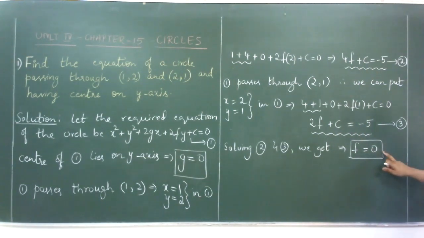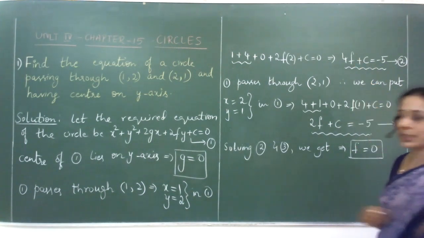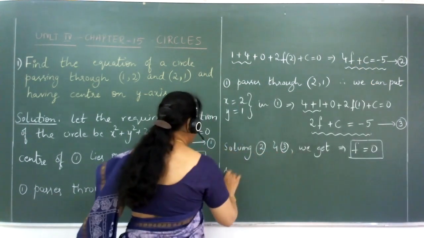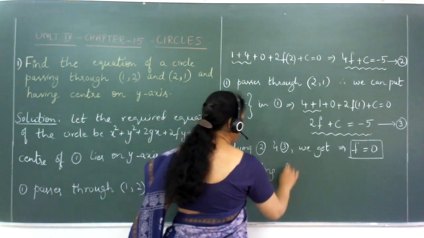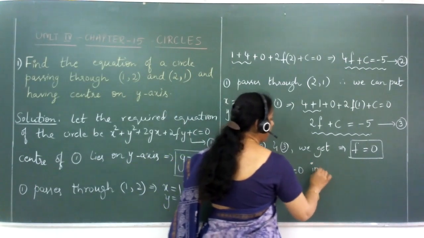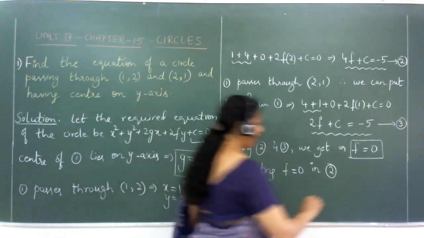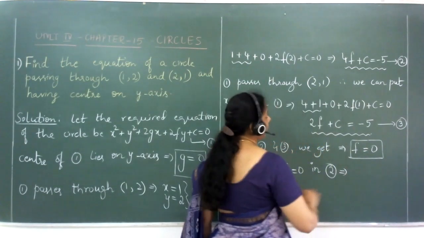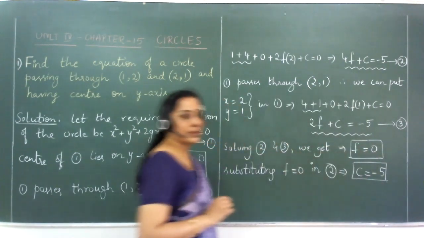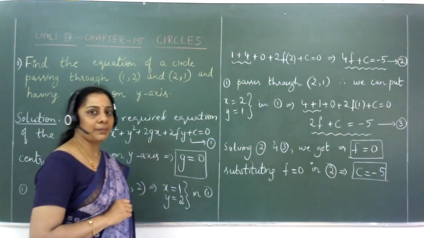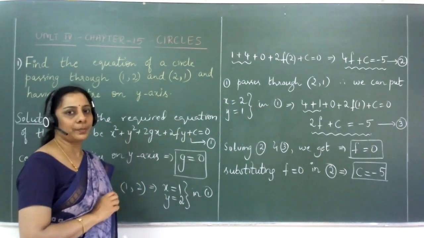Now the same value of f, I could be substituting either in equation 2 or in equation 3. Substituting f equal to 0 either in equation 2 or in equation 3 is at your convenience. When I replace the value here, we will be getting the value of c is equal to minus 1. Thus we have found the values of all the three parameters. G is obtained, f is obtained, c is also obtained.